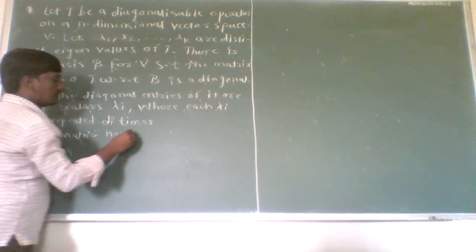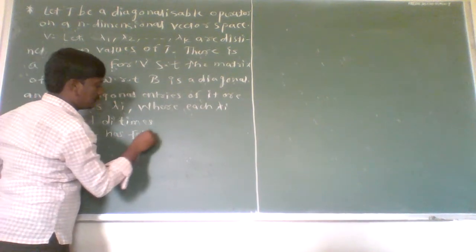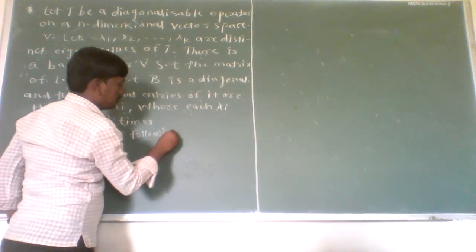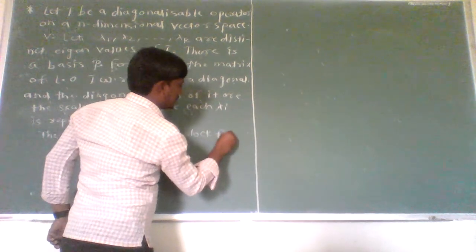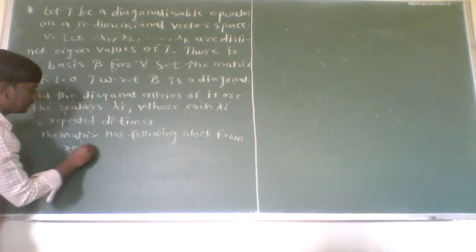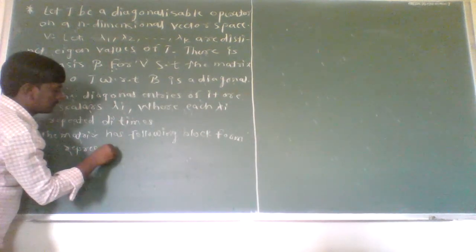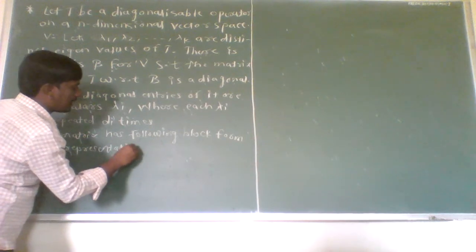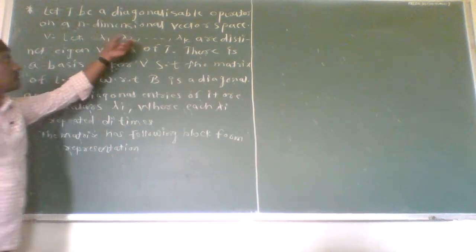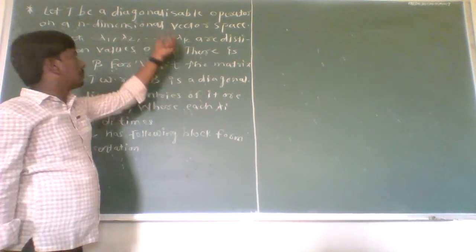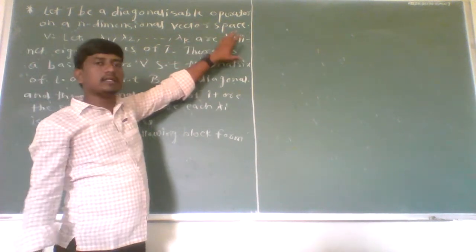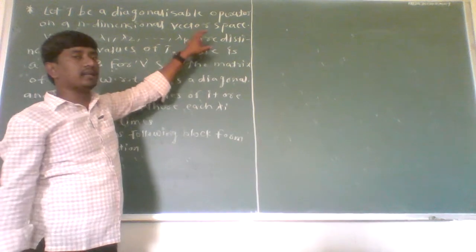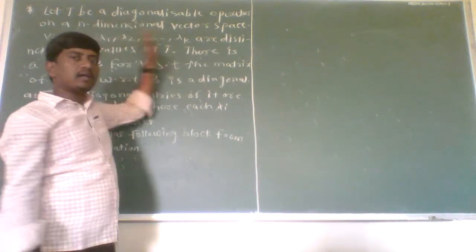has the following block form representation. Here each lambda i is distinct, that is lambda 1, lambda 2 up to lambda k are distinct. But we don't know whether k is equal to n or not. If k equals n, then there is no problem. But if k is less than n, then some lambda i are repeated.